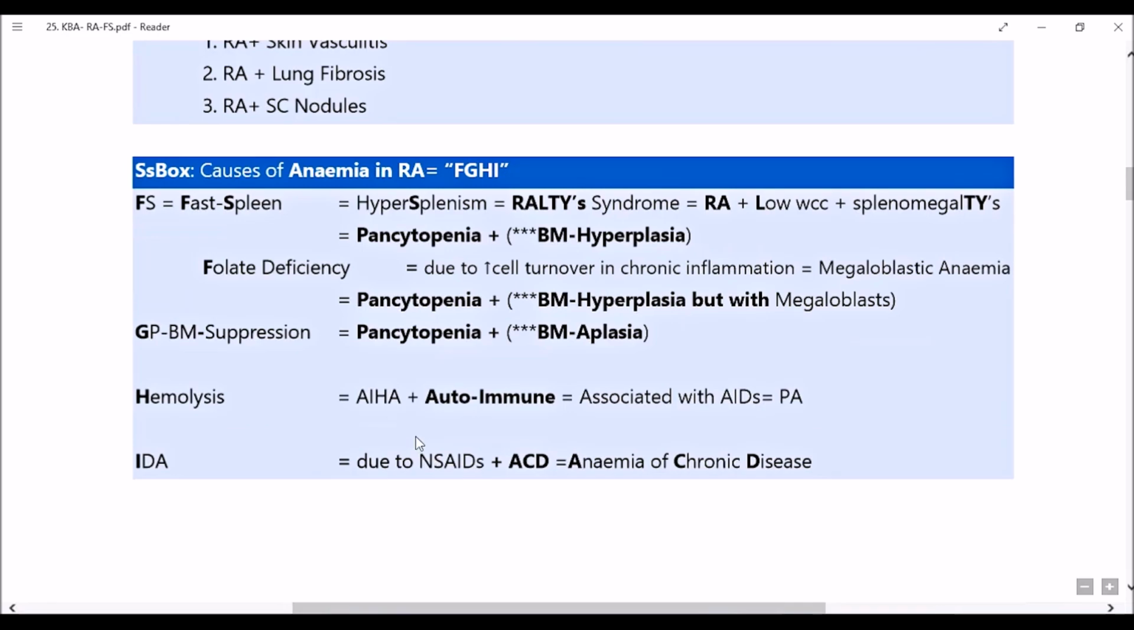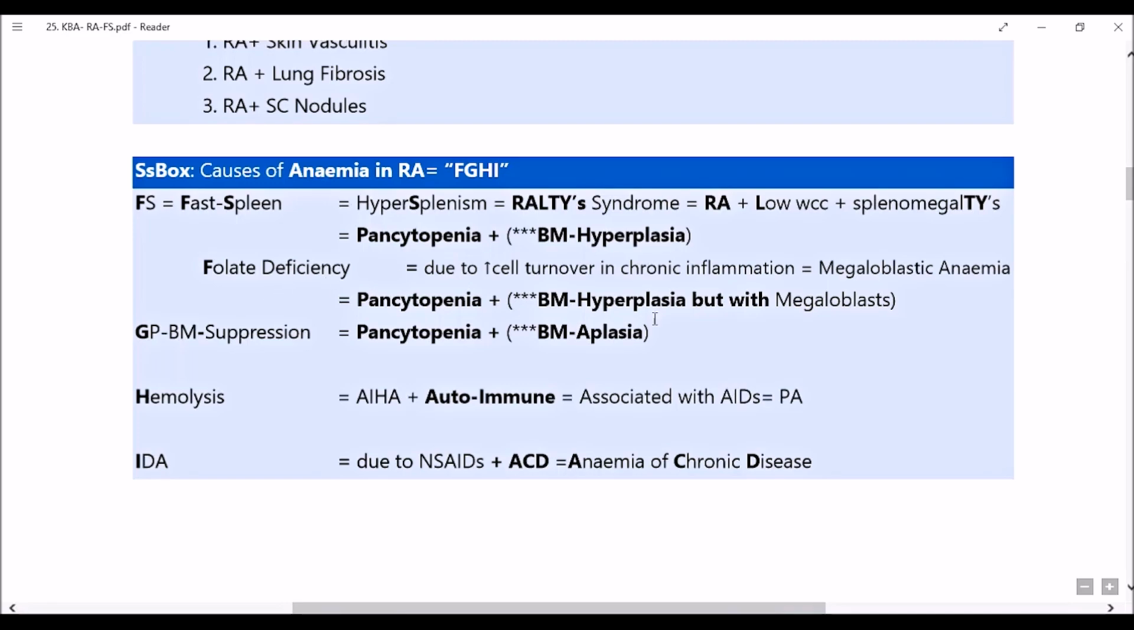Now let's talk about the anemia in rheumatoid arthritis. Many causes can be found. So once again, just start with the FGH. This is very important, FGH. F for the Felty syndrome, and FS for fast spleen, with hypersplenism. Here RA, splenomegaly, and pancytopenia, bone marrow hyperplasia.